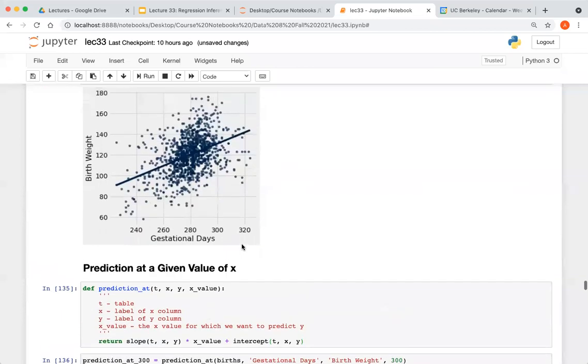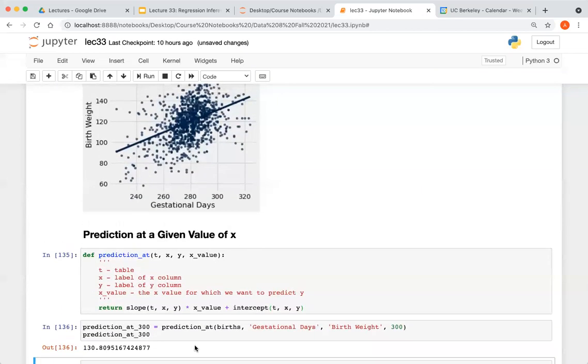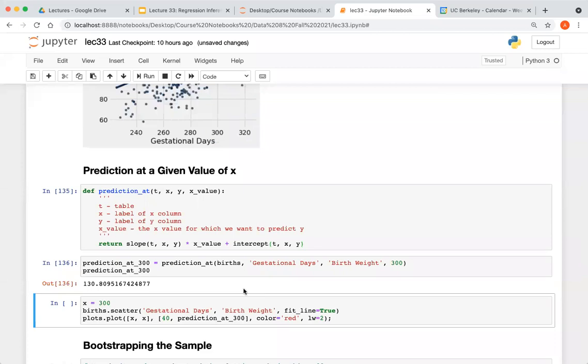Okay, so now true or false? This 130.80 is the height of the true line at 300. True or false? False. It is the height of the regression line at 300, and therefore it is our estimate of the height of the true line. T is the name of the table, X is the label of the X column, and Y is the label of the Y column. Okay.